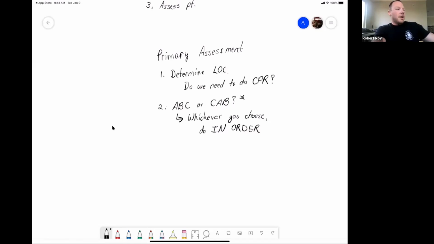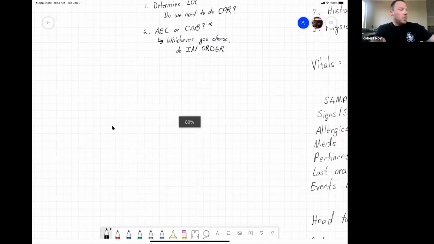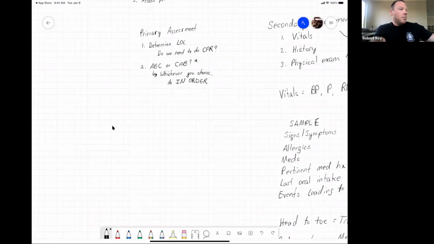So once we get done with our ABC, and you know that they have an airway, using their airway, and they're not bleeding out, right? So the air goes in and out, the blood goes round and round. As long as that's happening, then we're all good. So once the primary is done, we move into our secondary.